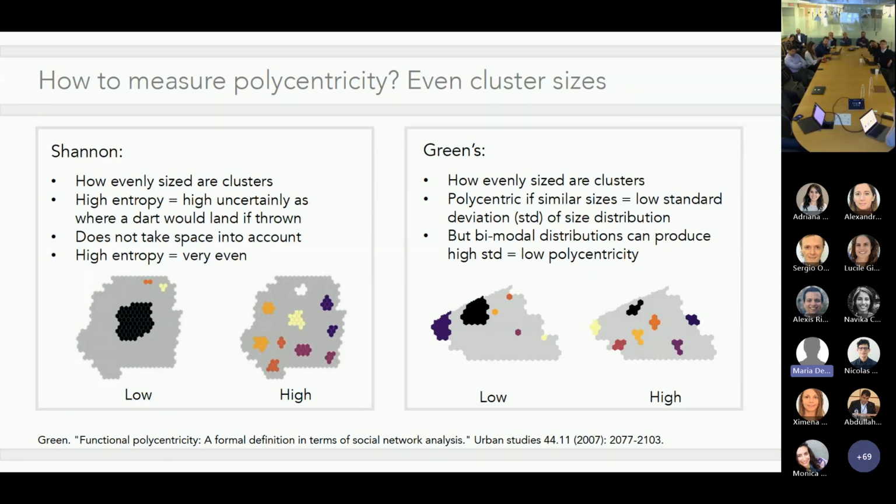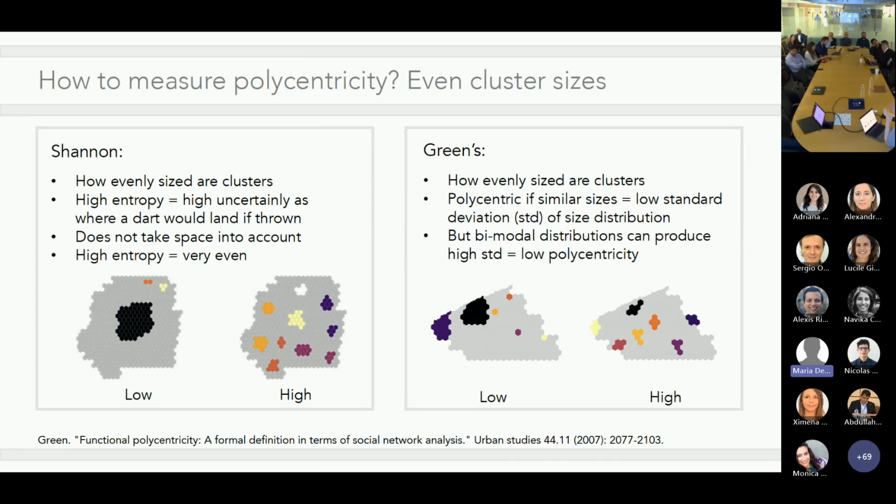And so many of the original papers we just saw in the literature review use this Green's measure. There's a little bit of a difference between Shannon and Green's. Shannon is an entropy-based measure. So it's basically telling us very straightforwardly something is very polycentric if the clusters are very even sizes. Green's is based on the standard deviation of the sizes of the clusters. So there are slight differences because sometimes things that have high Shannon entropy, so they're very polycentric from the Shannon point of view, may actually have low Green's because you can get higher standard deviations from multimodal distributions. But anyway, that's somewhat of a technicality that we'll come back to.